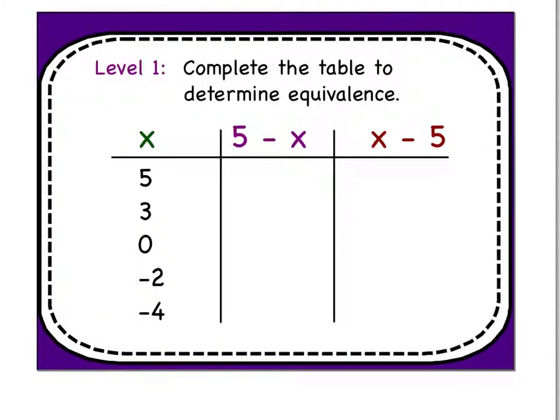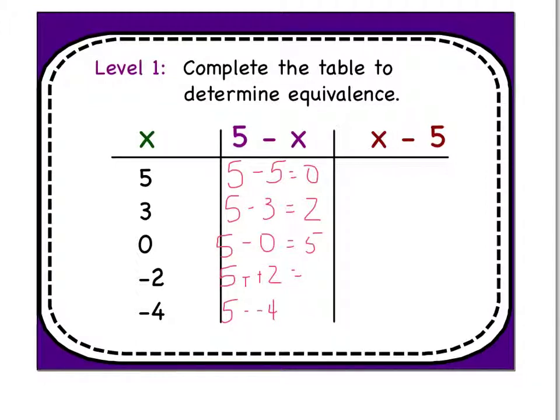Okay, so we want to check these ones to see if they're equivalent. Here we have 5 minus 5, 5 minus 3, 5 minus 0, 5 minus negative 2, and 5 minus negative 4. So we get 0, 2, 5, keep it, change it, flip it, 7, keep it, change it, flip it, 9. We'll try the other way around.